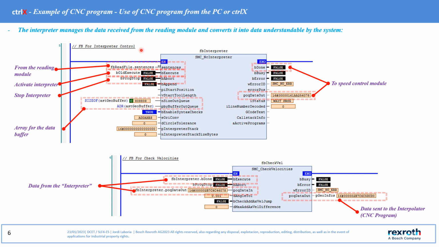In the following image, we can see the interconnection between the interpreter module and the speed check. As we have already commented in this entry, the output value of the file reading module must be placed specifically in sentences. The start of the module is activated by the same bit as the reading of the file. The two indicated outputs of this module must be sent to the speed control. The PGEO infos variable contains the program data and is the variable that should be sent to the interpolator.